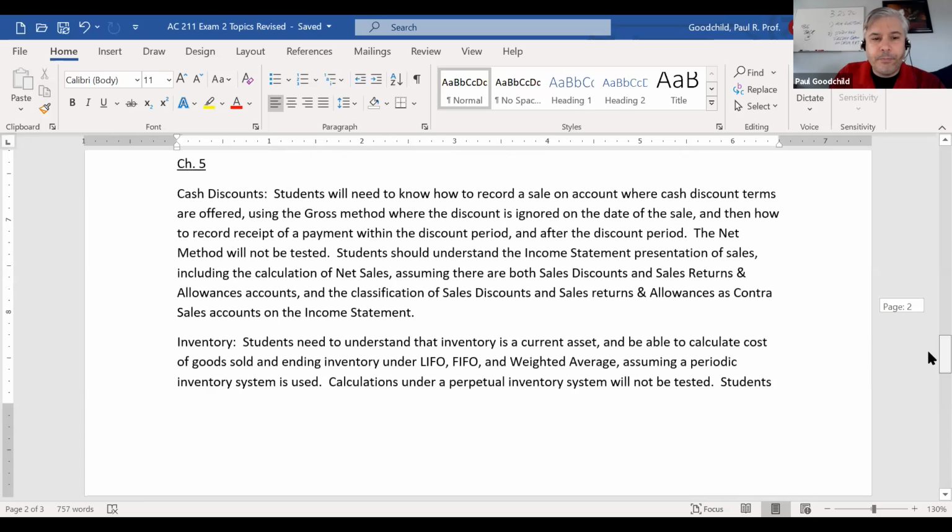Okay. All right, and then on the 5, students will need to know how to record the sale on account where cash discount terms are offered using the gross method where the discount is ignored on the date of the sale, and then how to record the payment within the discount period and after the discount period. The net method will not be tested. I'll highlight that.